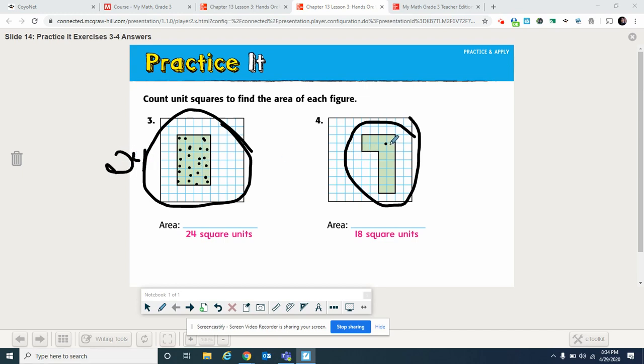For this one, you just need to count the squares inside the figure. Let's start: 1, 2, 3, 4, 5, 6, 7, 8, 9, 10, 11, 12, 13, 14, 15, 16, 17, 18. So a total of 18 square units. You guys are great. I'm so proud of you.